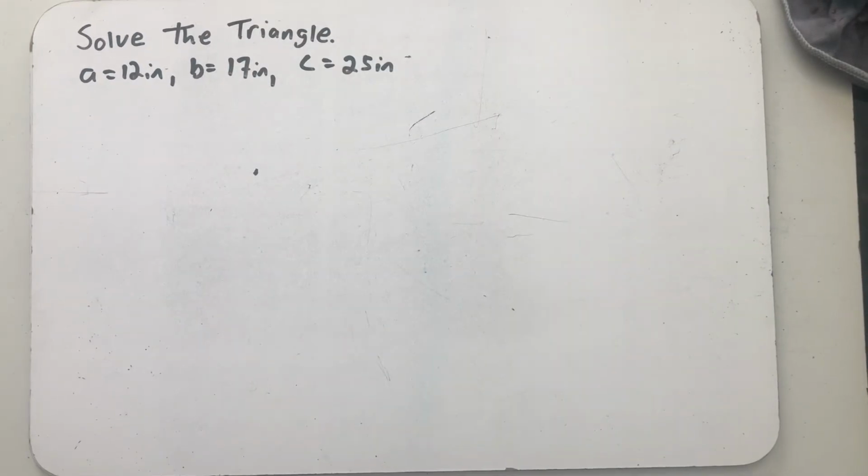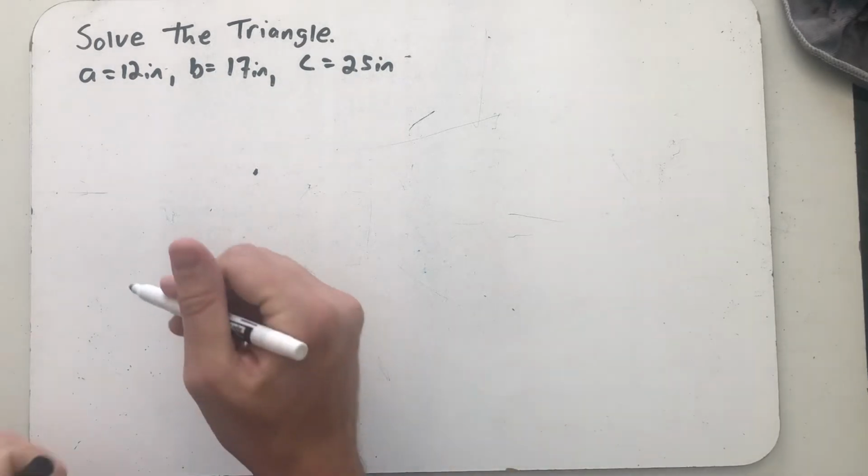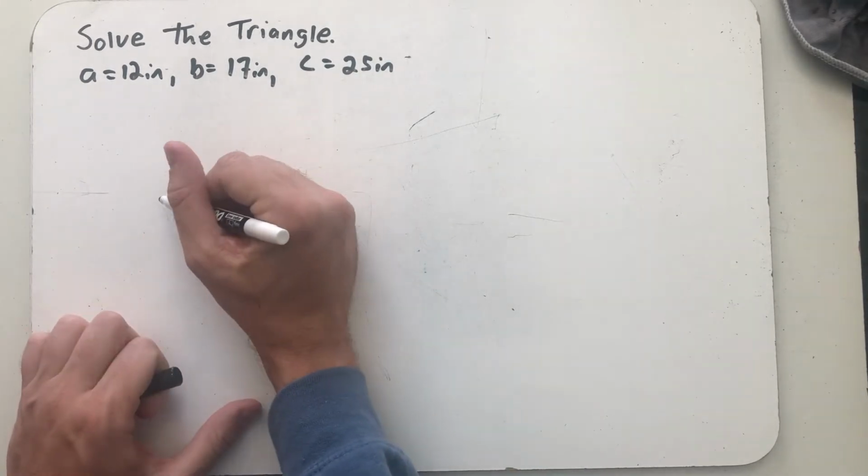Solve the triangle. A is 12 inches, B is 17 inches, and C is 25 inches. Well, very clearly, this is a side-side-side triangle, and I'm just looking for all three missing angles. So I'm going to start just by drawing a diagram.